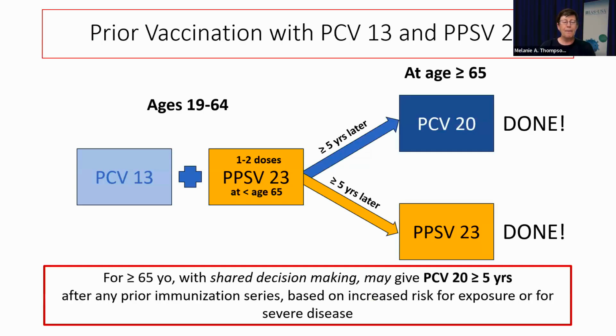Next. There is a provision for people who are over 65 and who have had mainly the polysaccharide vaccines and an earlier PCV13, that you could give them 1 dose of PCV20 at least 5 years after their last pneumococcal vaccine dose, and that would be based on any increased risk they might have for exposure or if they are at risk for severe disease.